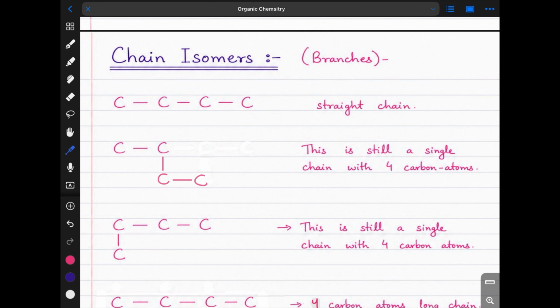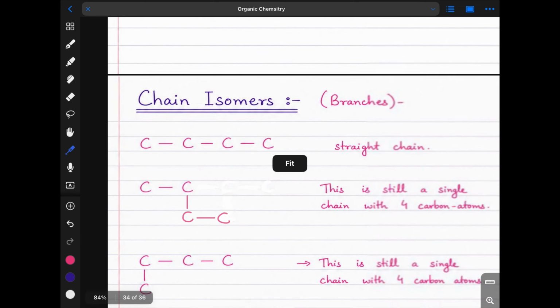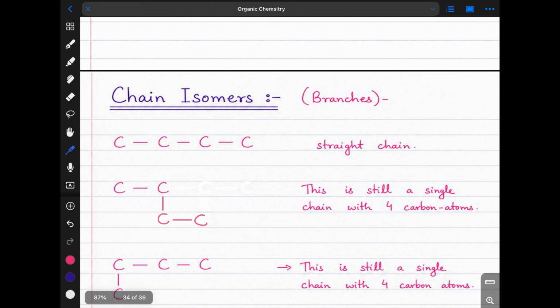Alright, so now let's talk about the second type of structural isomer, which is the chain isomers, and it deals with the branches. So now I'm going to tell you a trick that helps you to identify which one is a single chain and which contains branches. See this line. You can see that it is straight, and I only have one way of moving ahead. This is actually a single straight path, which means that it is a single straight chain.